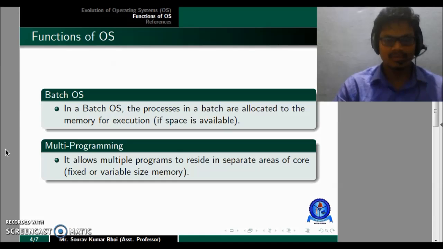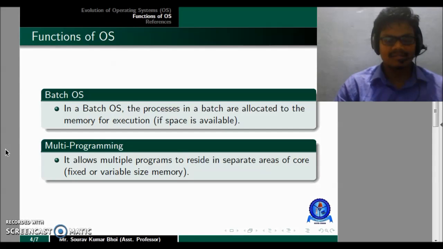Then what is multi-programming? It allows multiple programs to reside in separate areas of the core. We know that memory is used to store the programs in the computer, so memory is the most important unit in the computer. For example, when you install things on your computer, you can see many software, many videos, many audios. Whatever you install, all of these go to the memory, and in the core part they are stored.